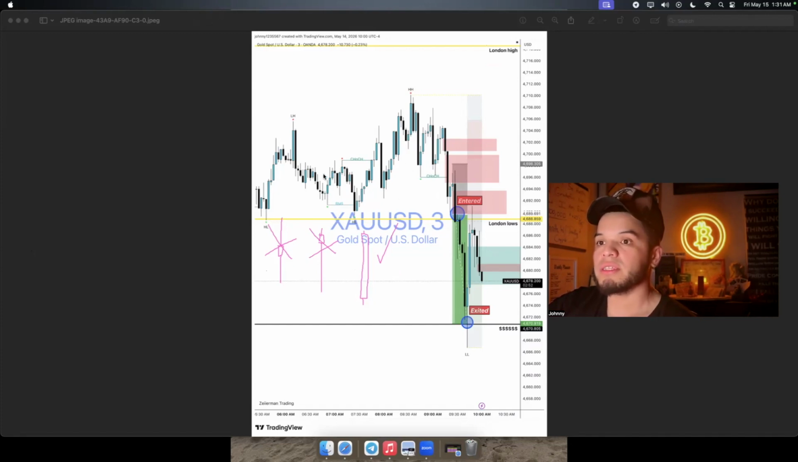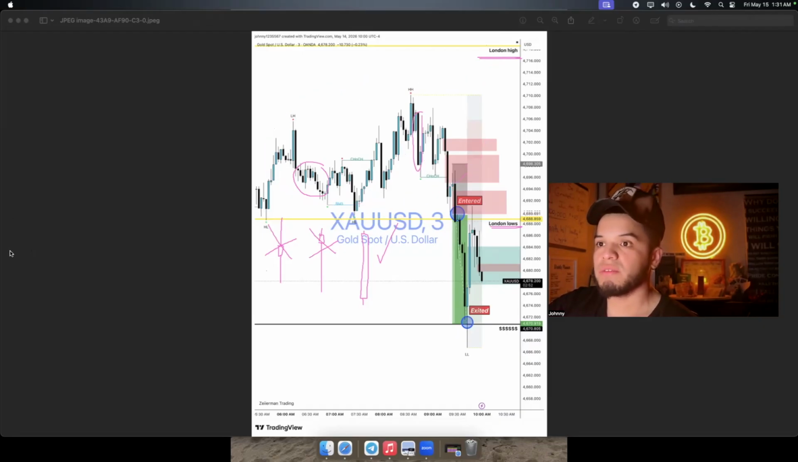And if you notice, anytime we print these little candles like this, we just get choppy movement. Even though we did print an example one right here, what's the biggest X factor here? We're nowhere near my London high or my London low. Everything in here is just pure noise.